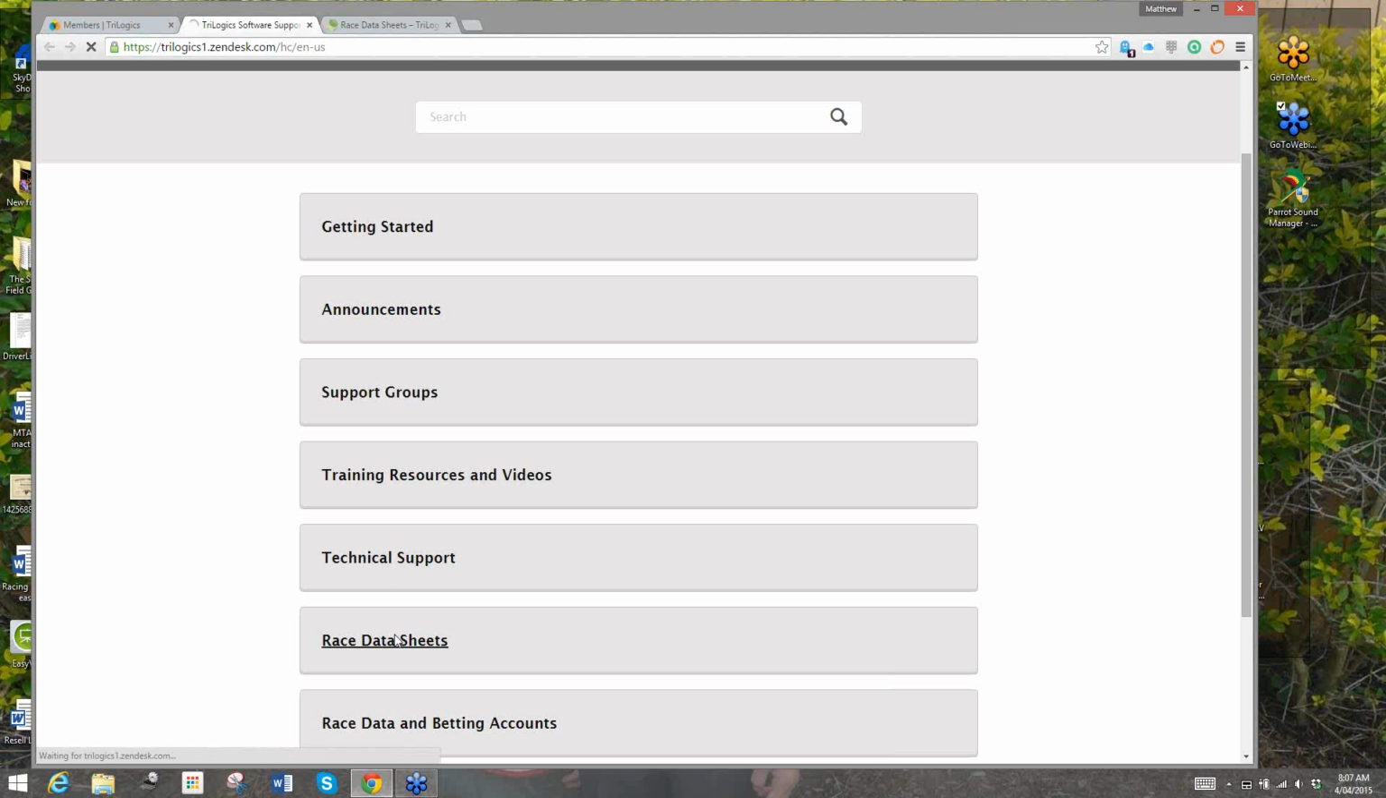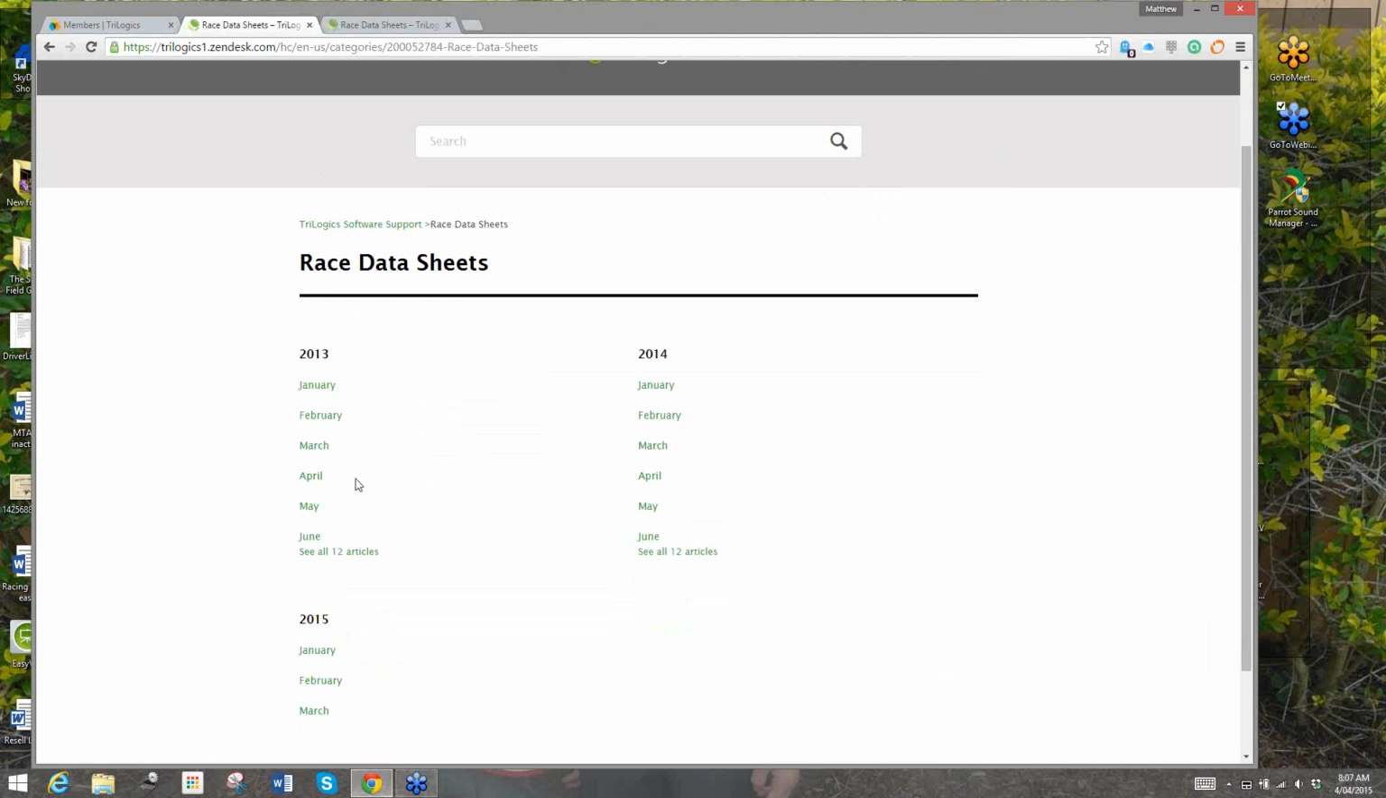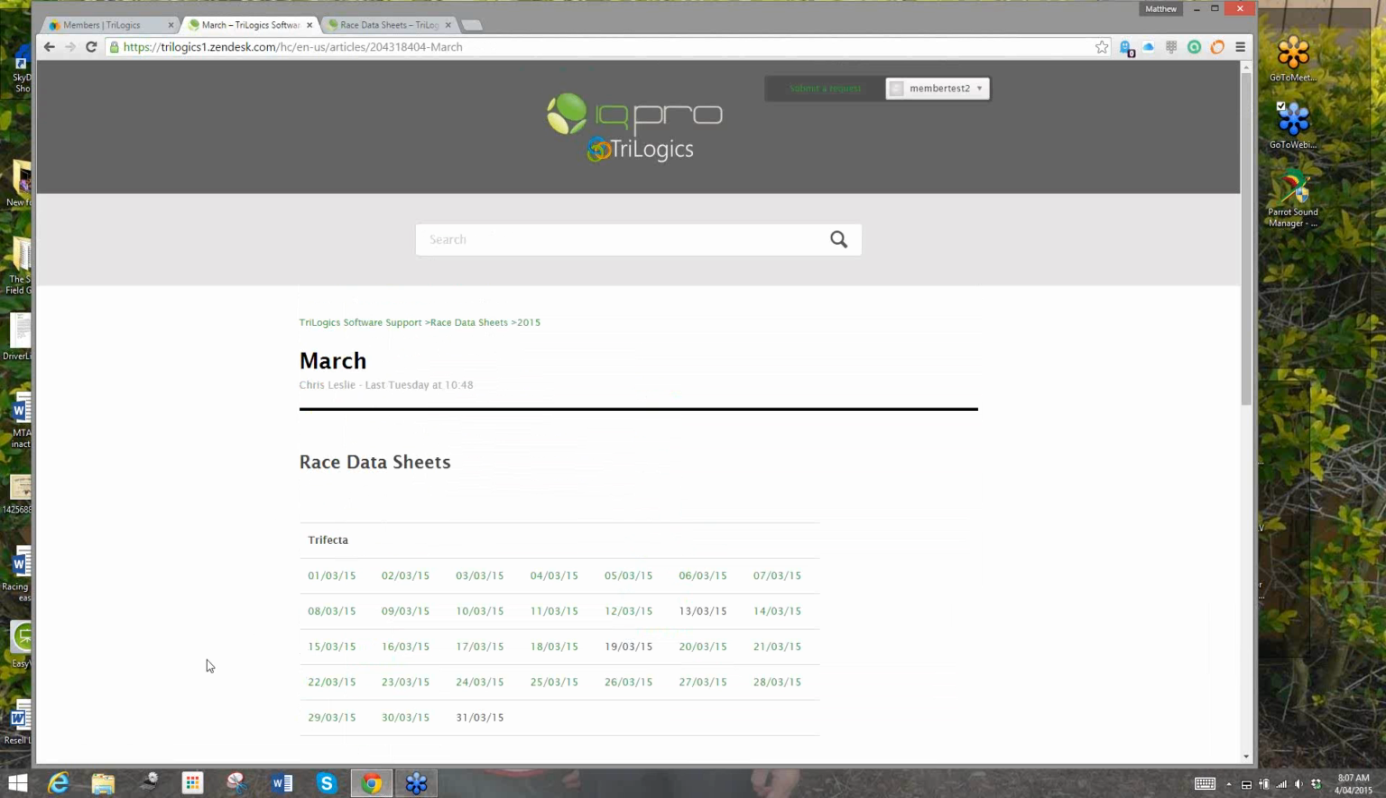The data sheets. I've had a few customers over the years say, I'm not too sure about this, how do I do this, what happened in, for example, March. So we've got every single day's trading recorded from back to 2013, broken down by month, 2014, and of course we're up to date with March. We're about to upload April's as well.